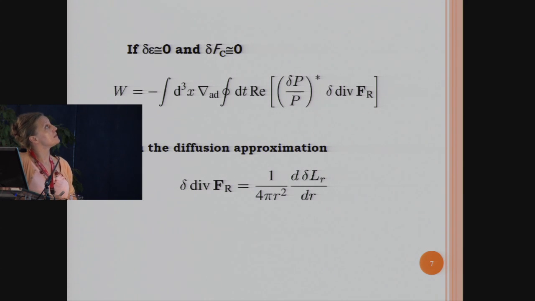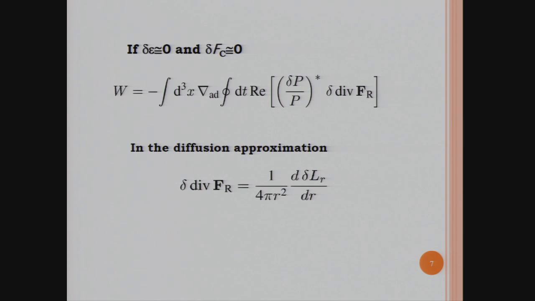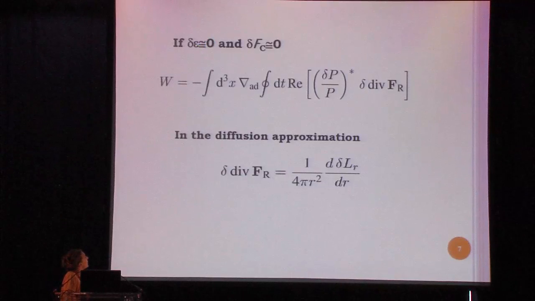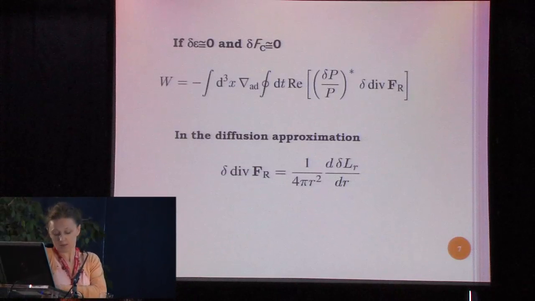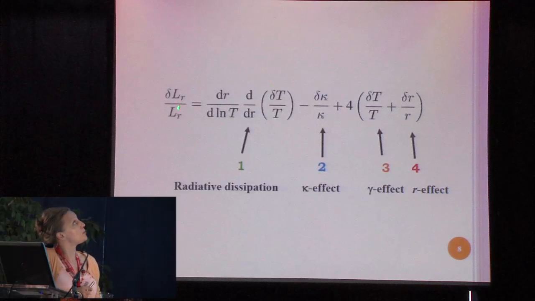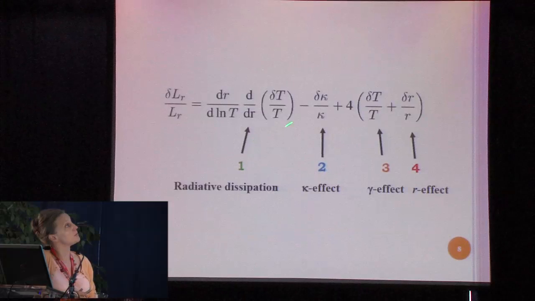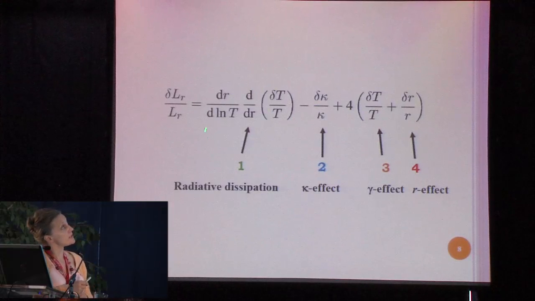And if we can neglect this term and also the perturbation of convective flux, this is the so-called convective frozen approximation, we can write the work integral in this form, and in the diffusion approximation, the perturbation of divergence of radiative flux is like this. So where the perturbation of local luminosity can be written in this form. So here, this term is the radiative dissipation.